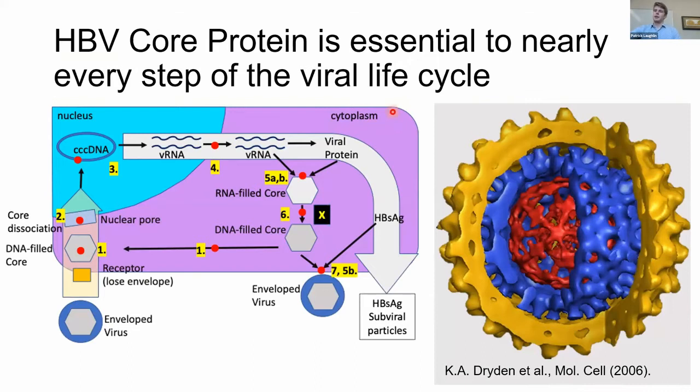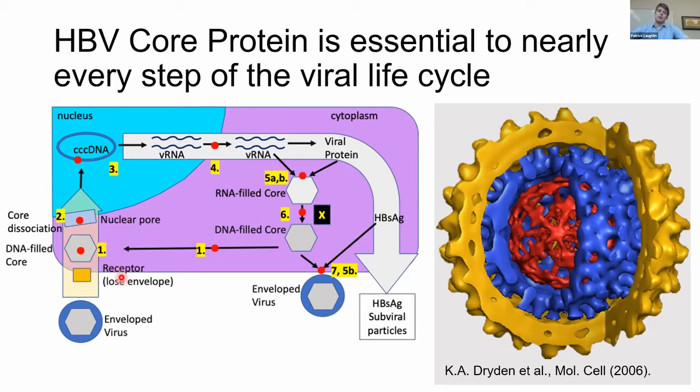A lot of the work in the Slotnick lab has historically focused on small molecule drugs that target the core protein of hepatitis B virus. This begs the question of why we would want to target the core protein. The reason is that HBV core protein participates in nearly every step of the viral life cycle.